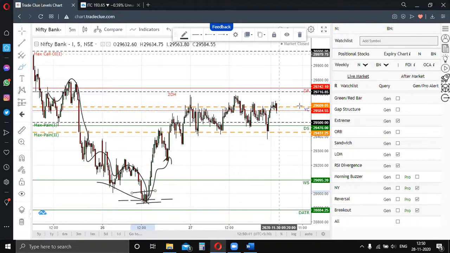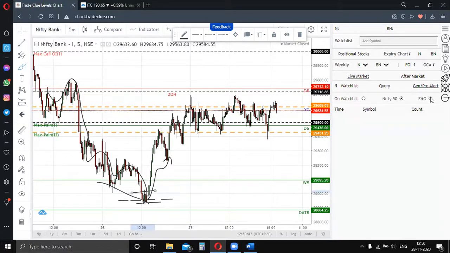Yes, so Atul, what you need to do is click on all these three queries. As soon as you go in general and pro alerts, click FNO. If all these three criteria are meeting, you will get the stock which has all these conditions satisfied. Then you can think about that stock to go for a reversal. For the morning, it is the NY pattern and morning buzzers, and sometimes some breakouts as well.